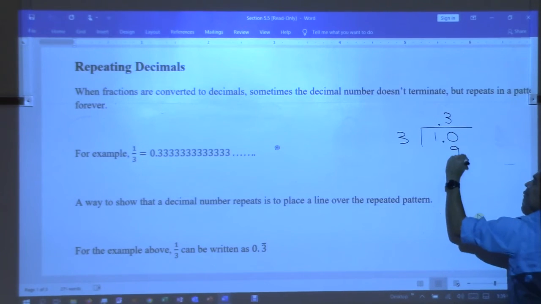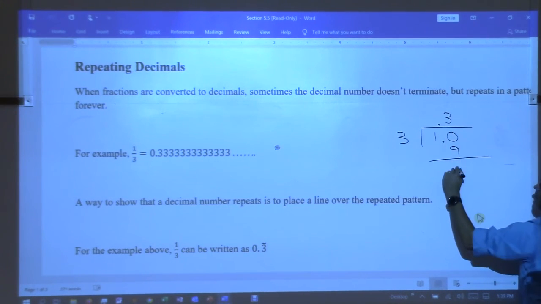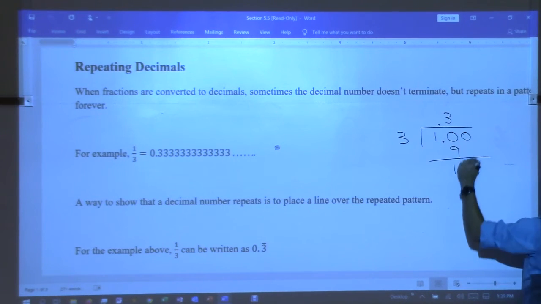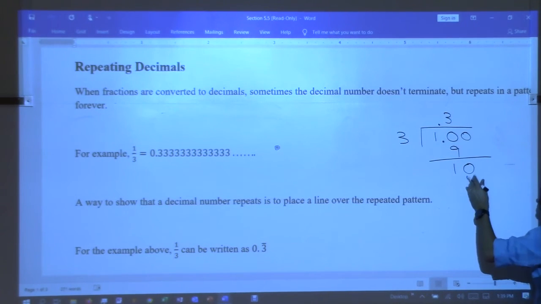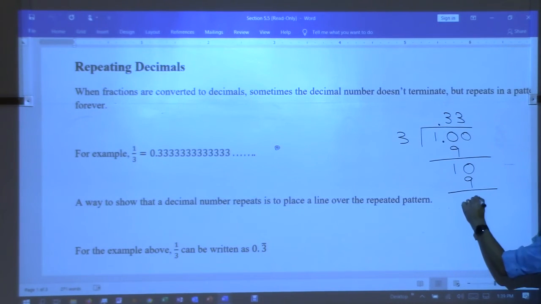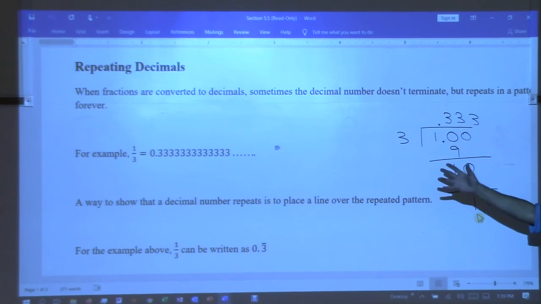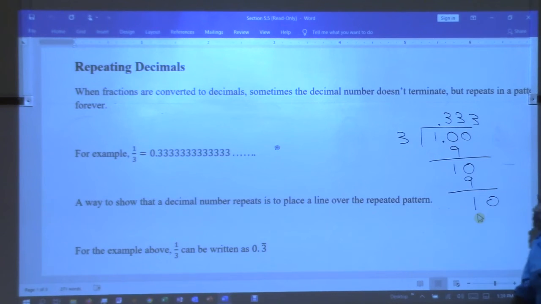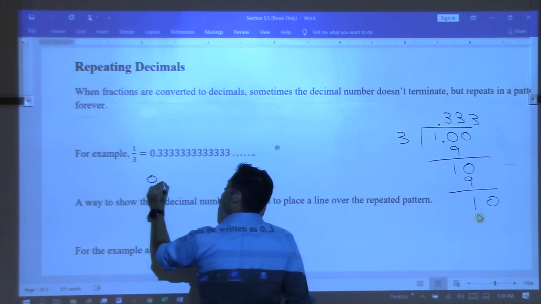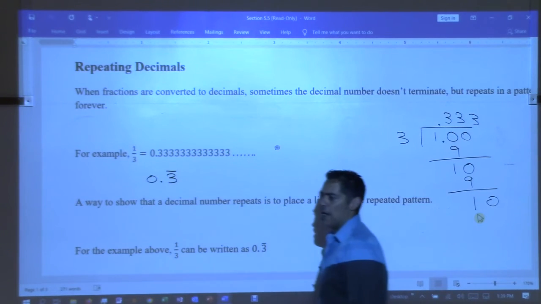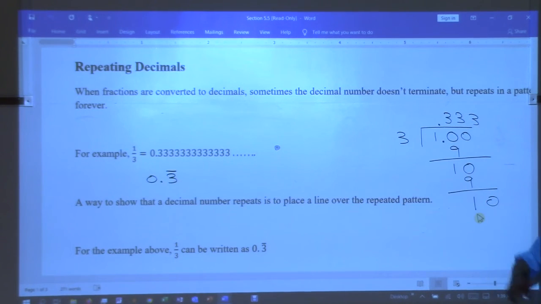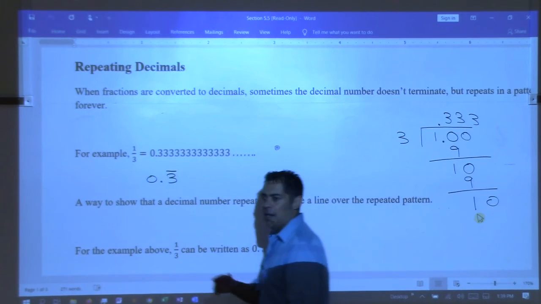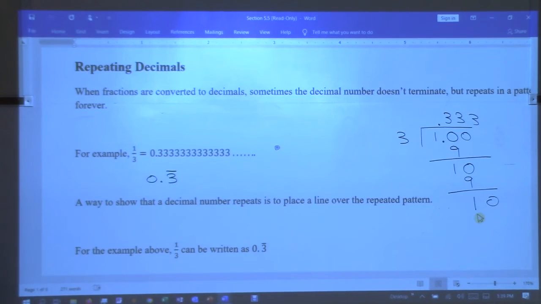3 times 3 is 9. Then I subtract, and I get 1 left over. Then I bring another 0 down, and 3 goes into 10 how many times? 3. We keep getting this over and over, and so you just get 0.33333 forever. We call that a repeating decimal. The way we write it is 0.3 with a bar over the 3, which tells everyone that 3 goes on forever. If you try 1 divided by 3 on your calculator, it's going to go 0.333 and stop, because your calculator has to stop at some point. Some fractions are like that.